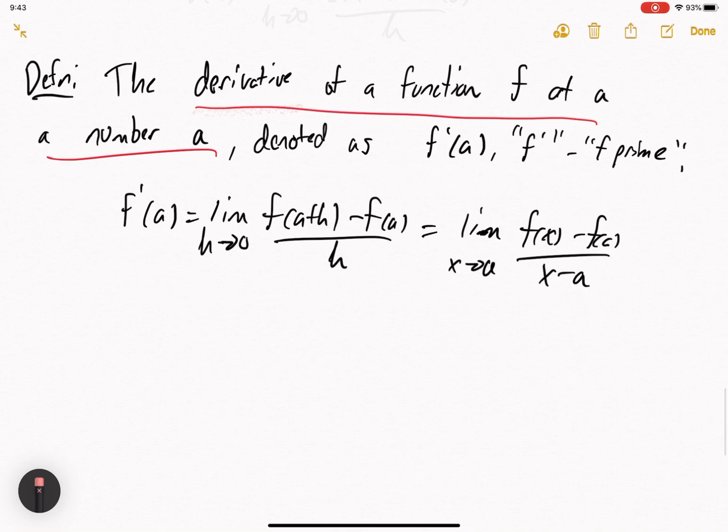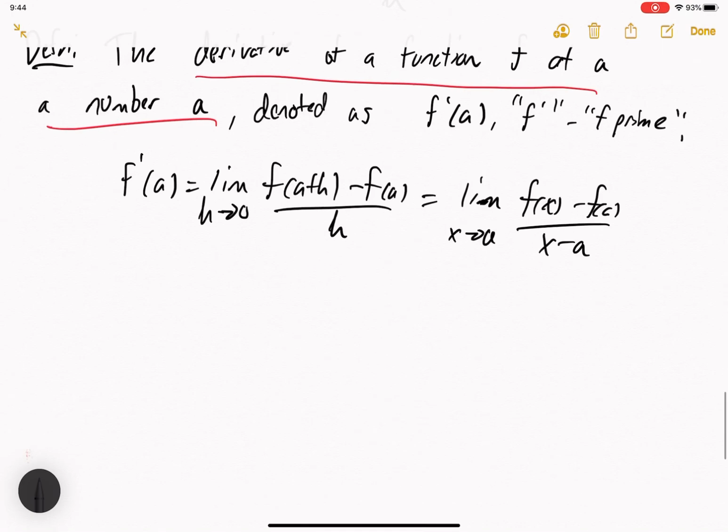Again, that's where the idea is coming from. We define the derivative of function f at a number a, which we denote as f prime of a, to be the limit as h goes to 0 of f of a plus h minus f of a divided by h. So it's equal to the slope of the tangent line at the number a. Note again that this only tells you about a specific point.